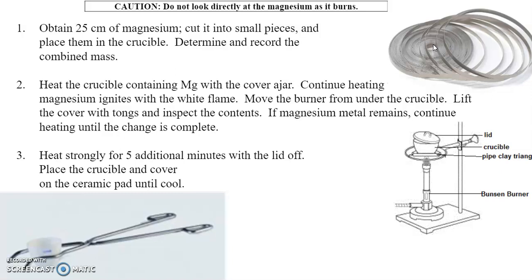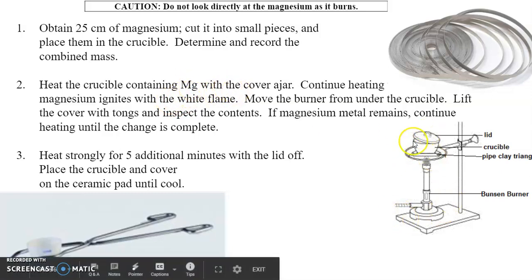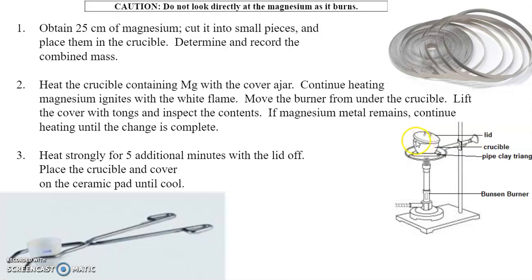So you can figure out the mass of the magnesium that we're starting with. All right, then we're going to start heating this. So here's our setup with our crucible, and you want to leave the cover just a little bit ajar so oxygen can get in, but you want to prevent any smoke or residue from escaping because we want to keep it all in this crucible so that our measurements are more accurate.